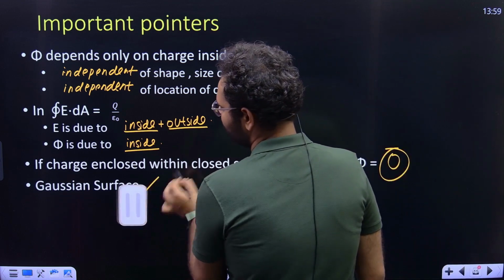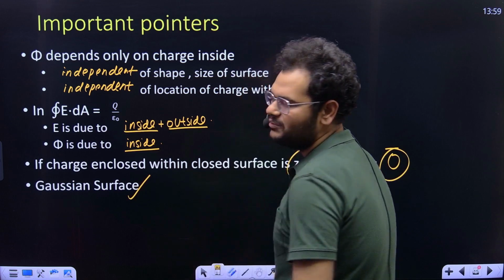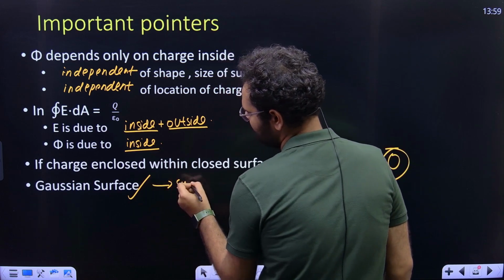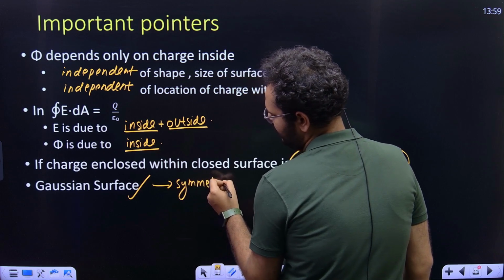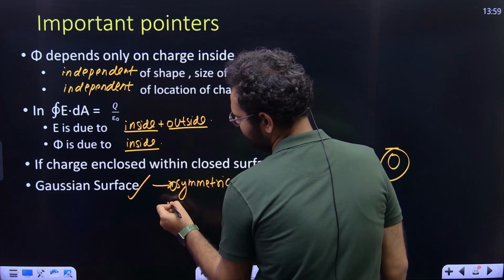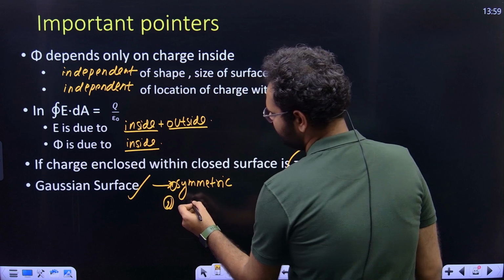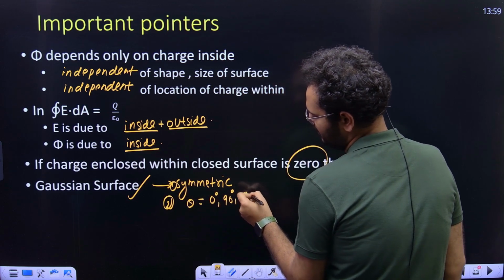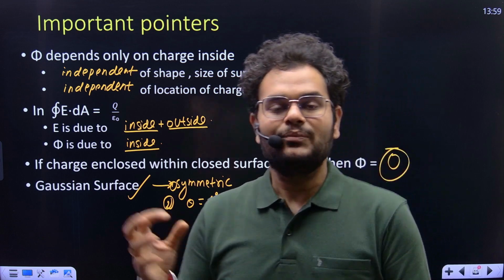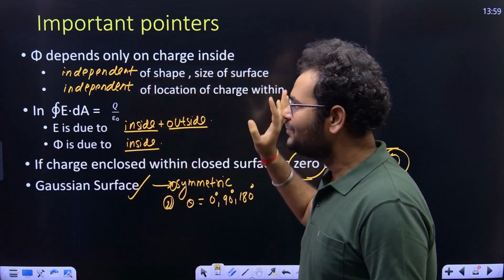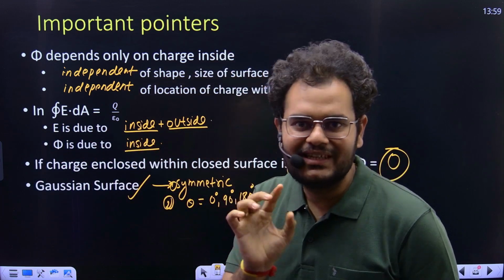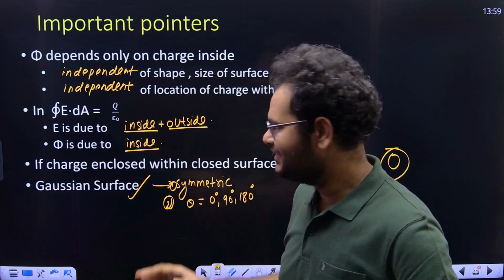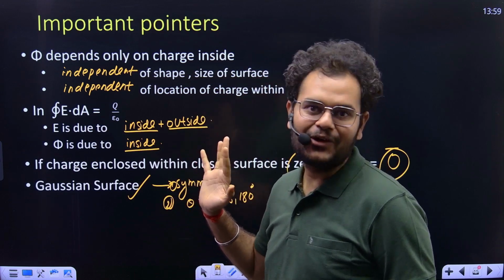Gaussian surface: what are the characteristics of a Gaussian surface? Can you tell me 2 characteristics? It must be symmetric. And what is the second? Theta should be only 3 options: 0 degree, 90 degree and 180 degree. Nothing beyond. Almost 99.99% of the points we have covered in Gauss law, and we can take the rest as the data error.